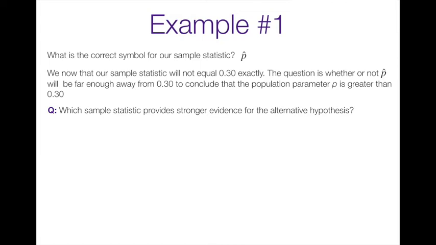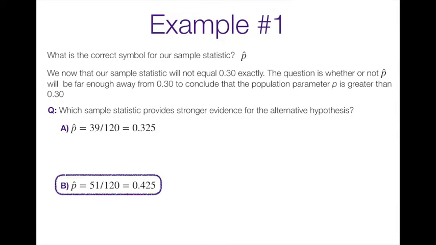So here's a question to get us started thinking about that. Which of the following sample statistics provides stronger evidence for the alternative hypothesis? A, p hat equal to 39 out of 120, or 0.325, or B, p hat equal to 51 out of 120, or 0.425. That's right, B. 0.425 is farther away from 0.3 than 0.325, so it's giving us stronger evidence.